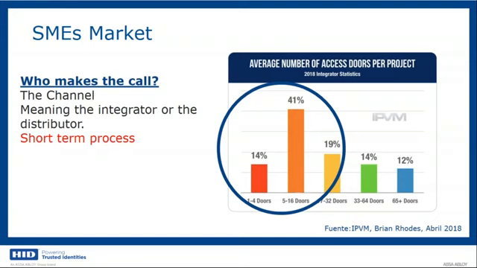So, in the small and medium market, as you know, the channel is the one making the call. When I'm talking about the channel, we are talking about the integrator or the distributor. And normally, these are short-term processes. These are sales that do not take that much time. And we can satisfy them with a solution that can go up to 16 or 8 doors, depending on the quantity of doors that the user wants to control, okay?